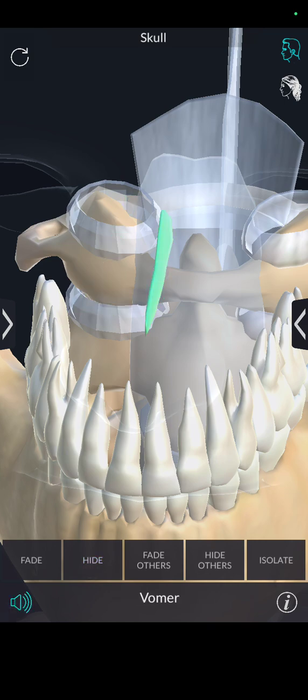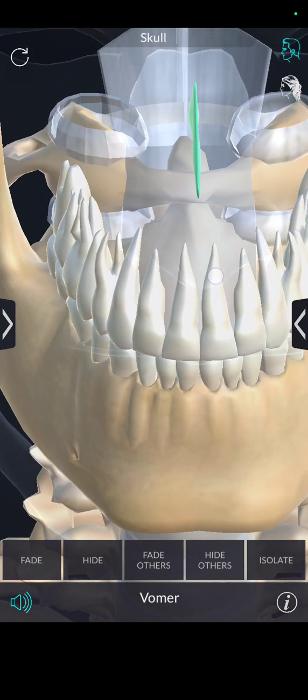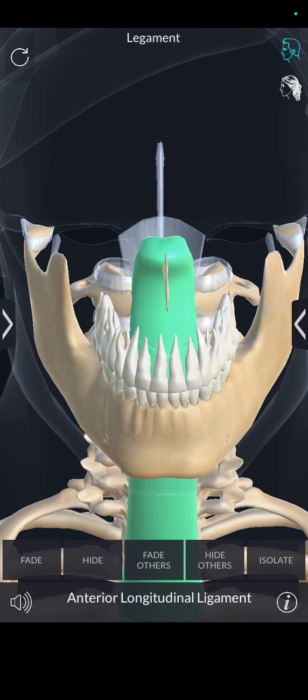The vomer is one of the unpaired facial bones of the skull. It is located in the mid-sagittal line, and articulates with the sphenoid, the ethmoid, the left and right palatine bones, and the left and right maxillary bones. The vomer forms the inferior part of the nasal septum.